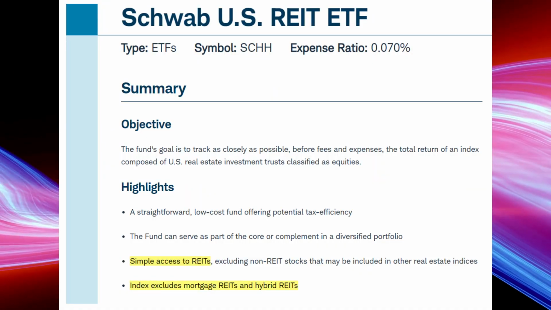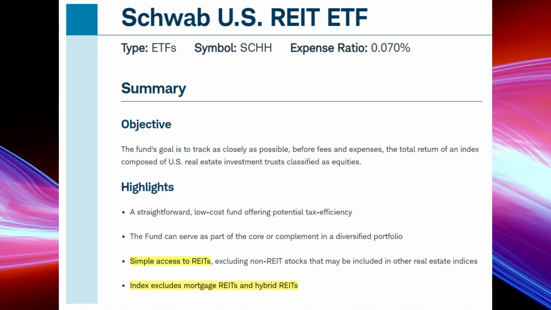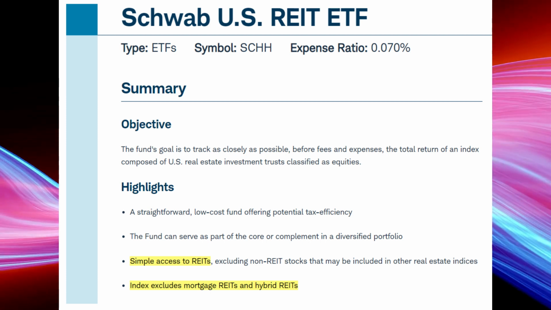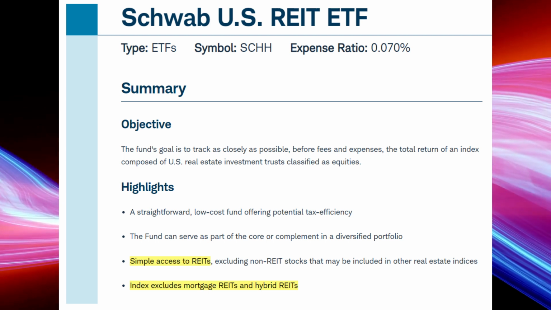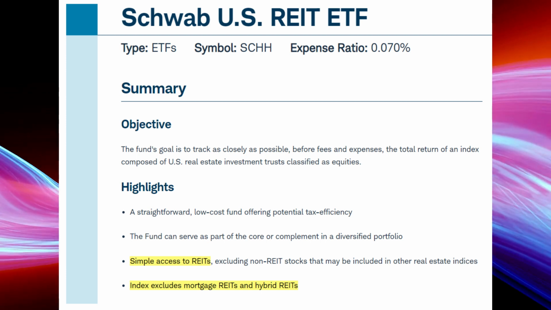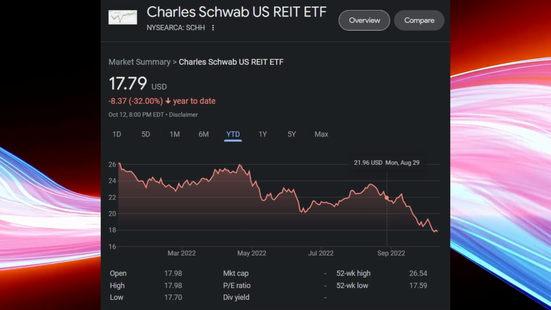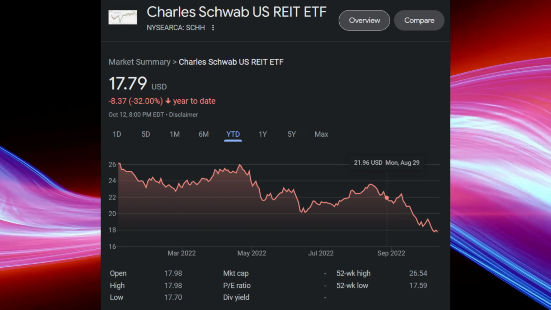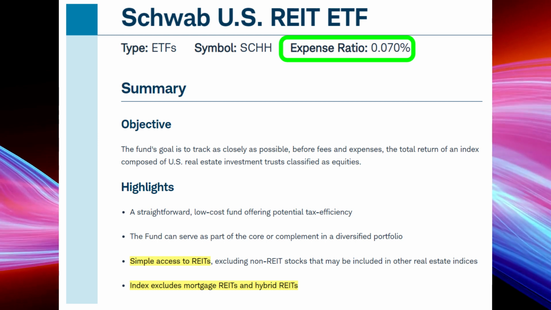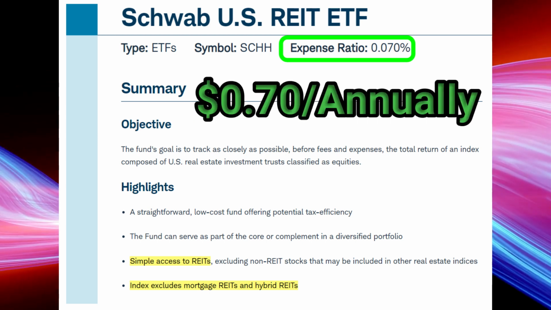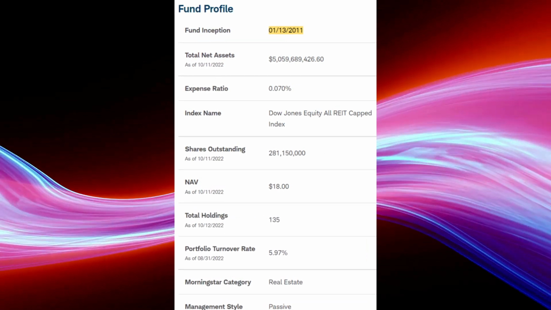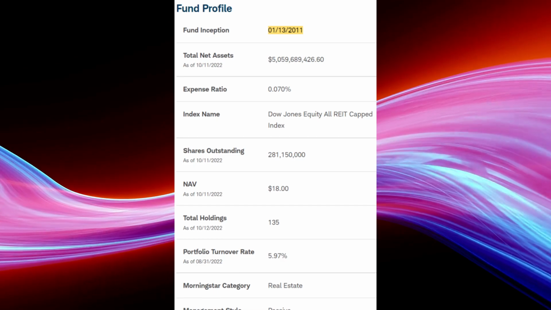The first one, which keeps it in the Schwab family, is the Schwab US REIT ETF, ticker SCHH, which gives us simple access to 135 REITs, which are real estate investment trusts, and it excludes the more volatile mortgage and hybrid REITs. Now, SCHH is currently trading at $17.79. It has a very low expense ratio of 0.07%, or 70 cents per $1,000 invested every year. And SCHH is also market cap weighted and was created in January of 2011.